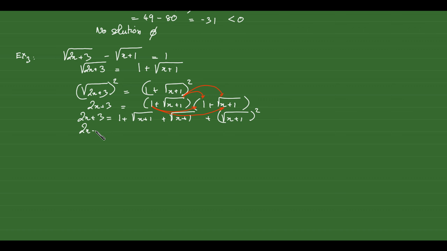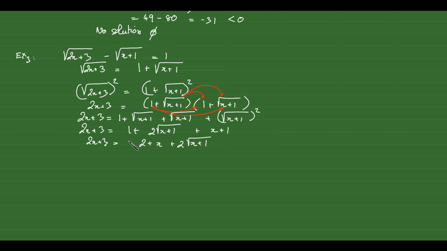After you FOIL it, you're going to combine like terms. So you have radical x + 1 plus radical x + 1, which gives you 2 radical x + 1. And the square root of (x + 1) squared gives you x + 1, right? The square root of something squared gives you itself. So you combine like terms here: 1 plus 1 is 2, plus x, plus 2 radical x + 1.